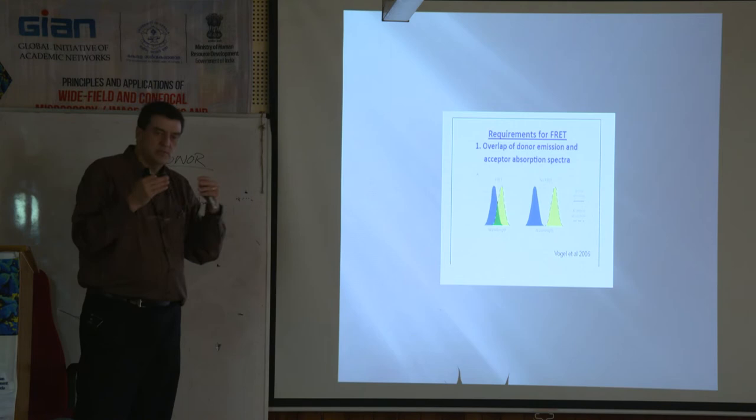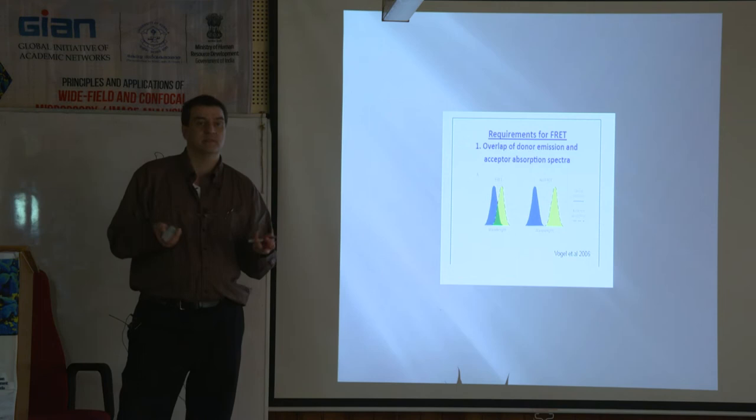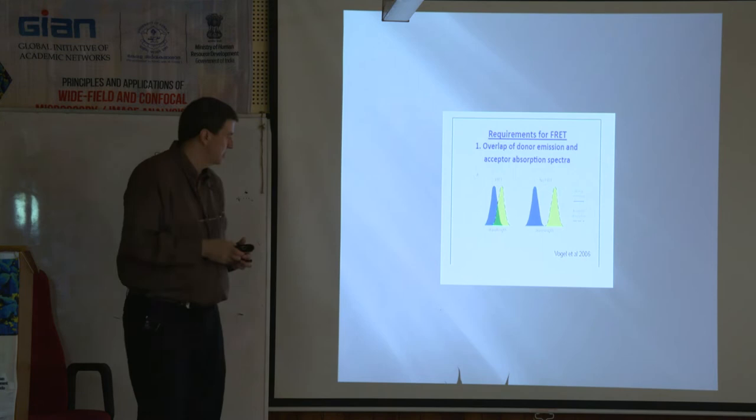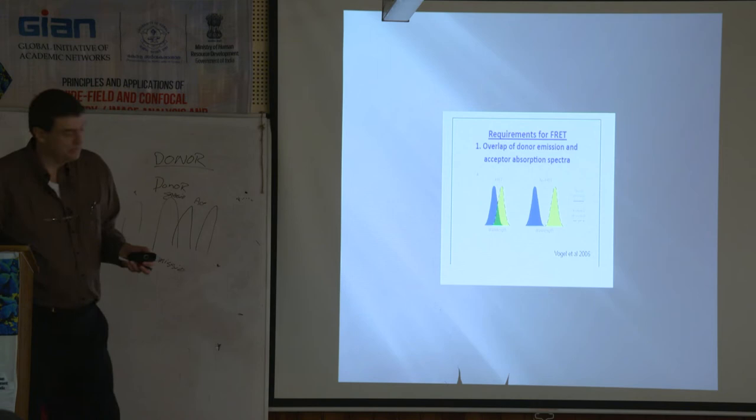The one problem with FRET is you have to make these fluorescent proteins. It's not like you just take protein A, protein B, put them together and it works. You have to make the fluorescent protein.